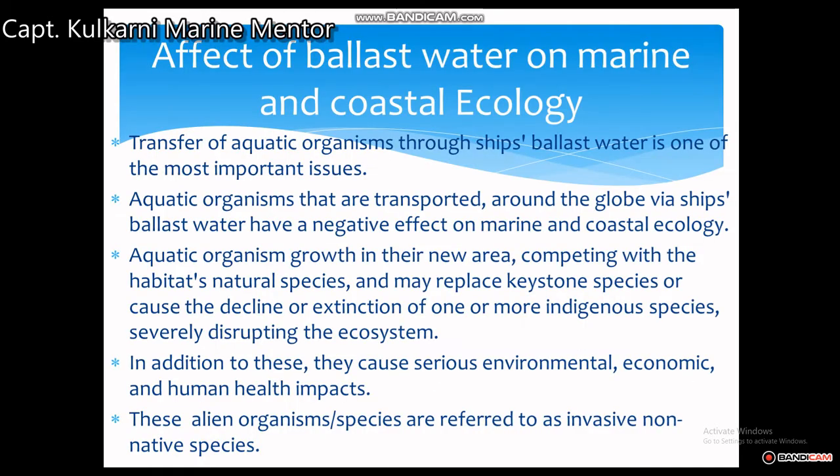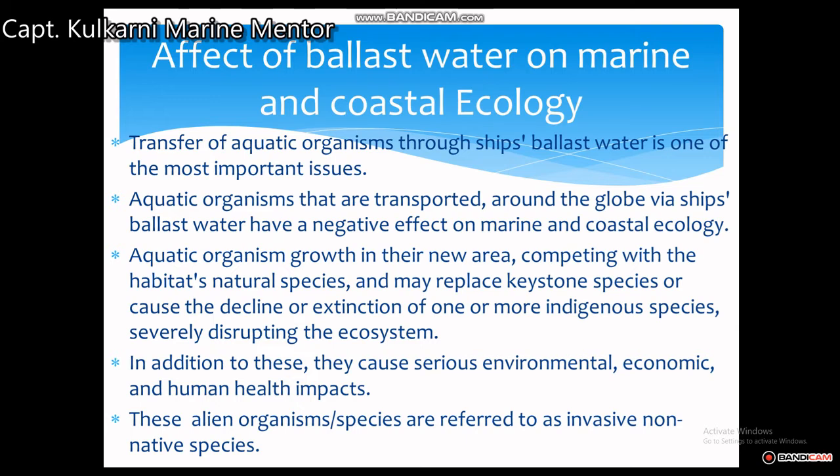Effect of ballast water on marine and coastal ecology. Effect means what is having a bad effect. The transfer of aquatic organisms through ships' ballast water is one of the most important issues. Aquatic organisms that are transported around the globe via ships' ballast water have a negative effect on marine and coastal ecology.